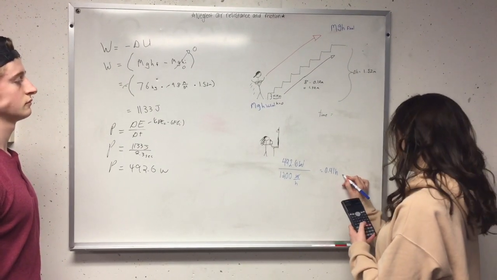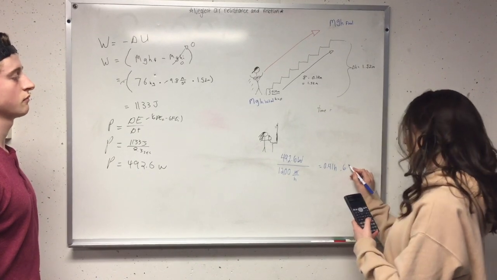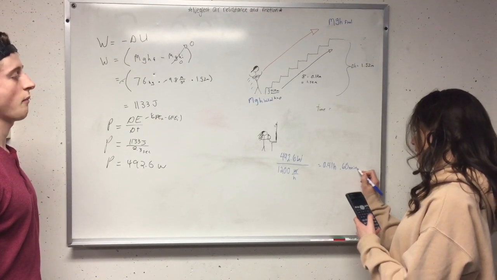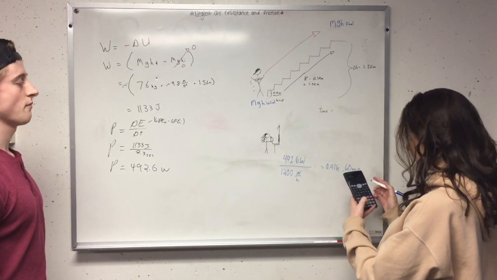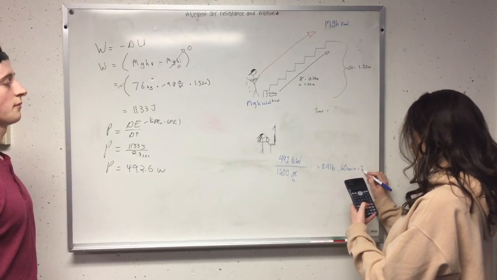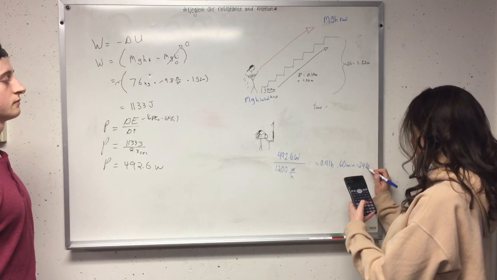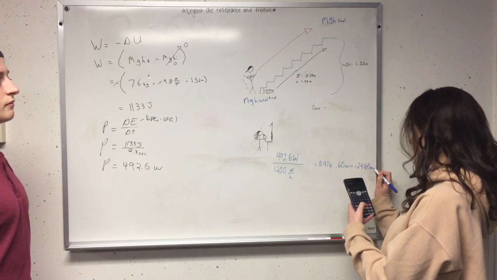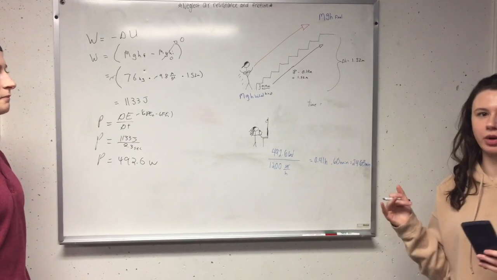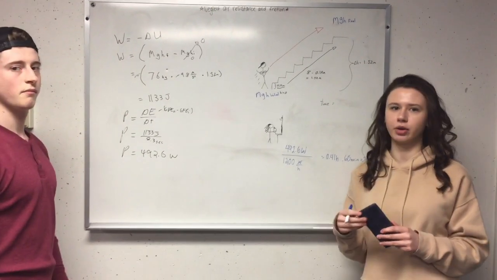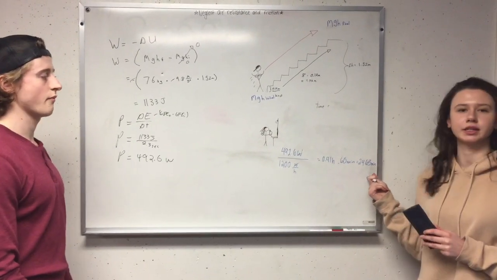Converting that to minutes, we multiply it by 60, and we get 24.63 minutes. So he can't power it for an hour, but he can power it for 24.63 minutes.